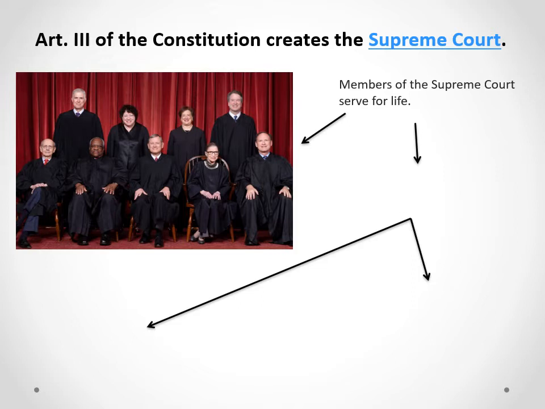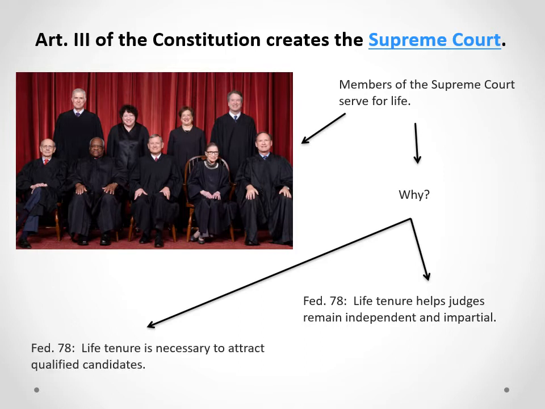Article 3 goes on, says, these judges, both of the Supreme and inferior courts, shall hold their offices during good behavior, i.e. for life. Why do members of the Supreme Court serve for life? This is a review of what we talked about with respect to Federalist Essay 78, life tenure helps judges remain independent and impartial. They need to have a backbone of steel to stand up when the other branches of government are threatening our freedoms under the Constitution.